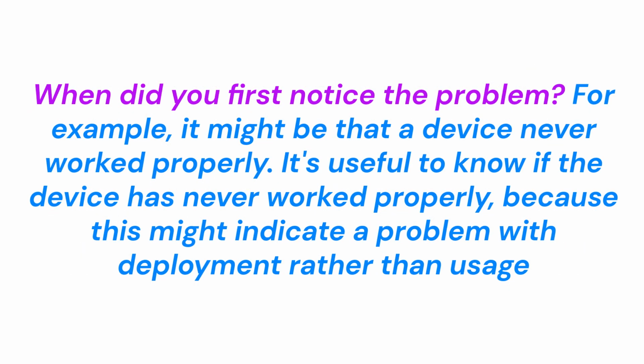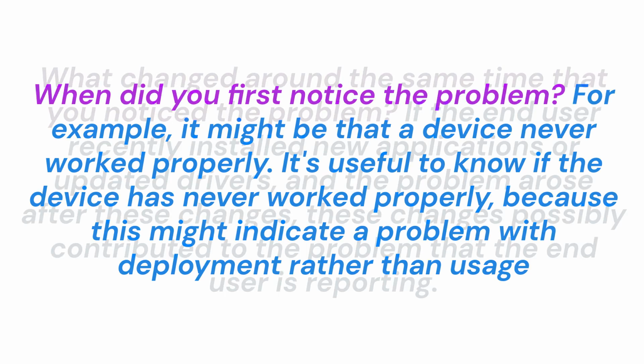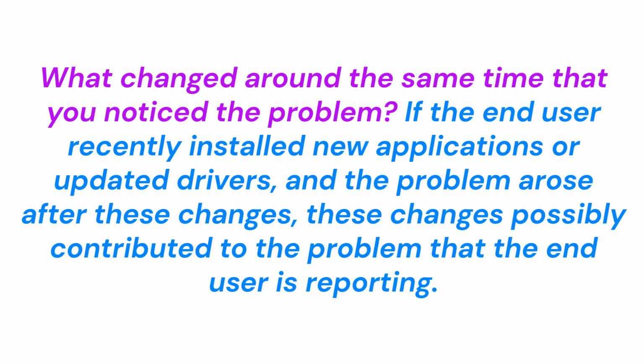Additionally, problems affecting many end users are more urgent than those that affect only one end user. When did you first notice the problem? For example, it might be that a device never worked properly. It's useful to know if the device has never worked properly, because this might indicate a problem with deployment rather than usage. What changed around the same time that you noticed the problem? If the end user recently installed new applications or updated drivers, and the problem arose after these changes, possibly these contributed to the problem that the end user is reporting.